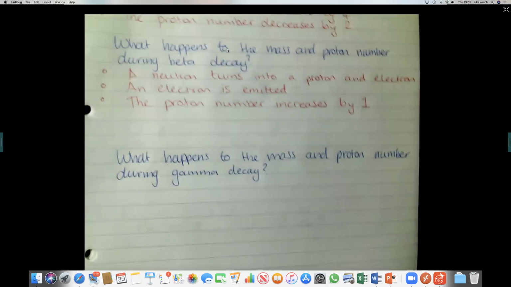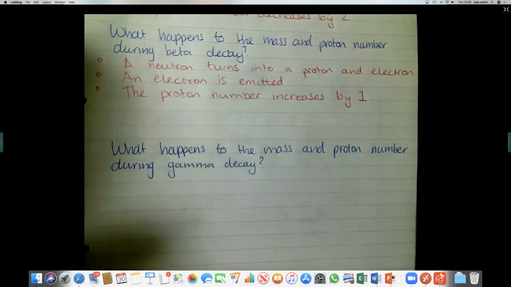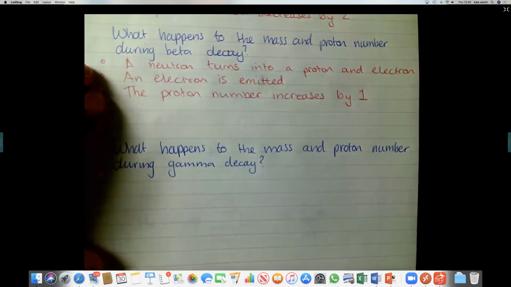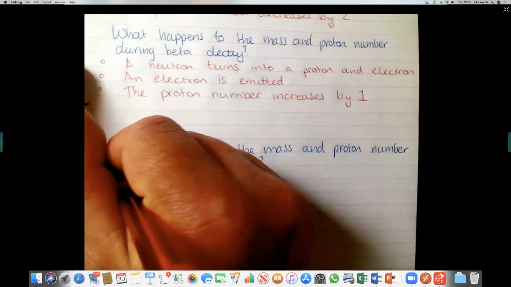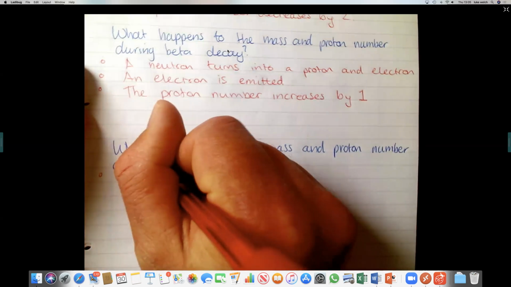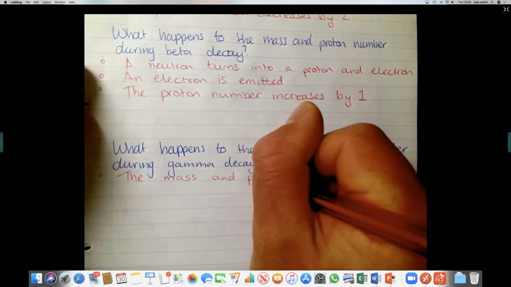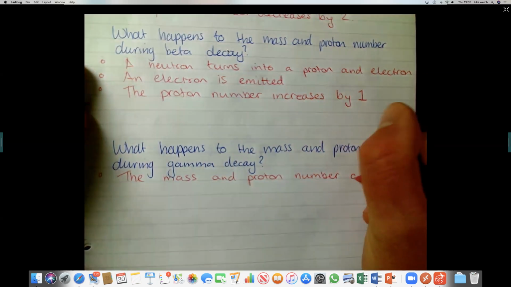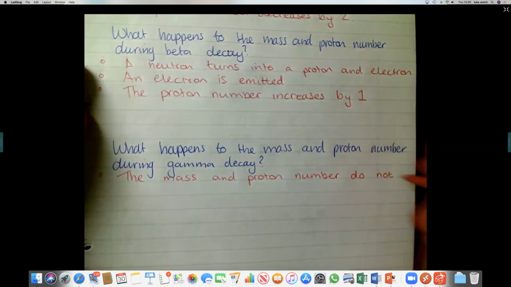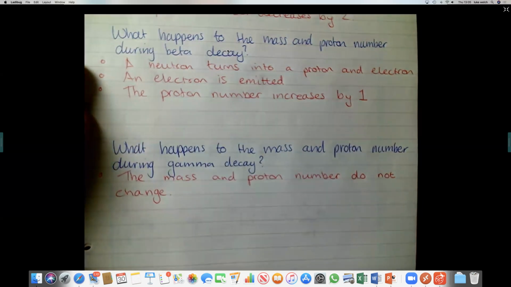Finally, what happens to the mass and proton number during gamma decay? Now, from our previous topic of waves, we know that gamma waves are part of the electromagnetic spectrum. So maybe I had to guess this one. The mass and proton number do not change. So they're unaffected.